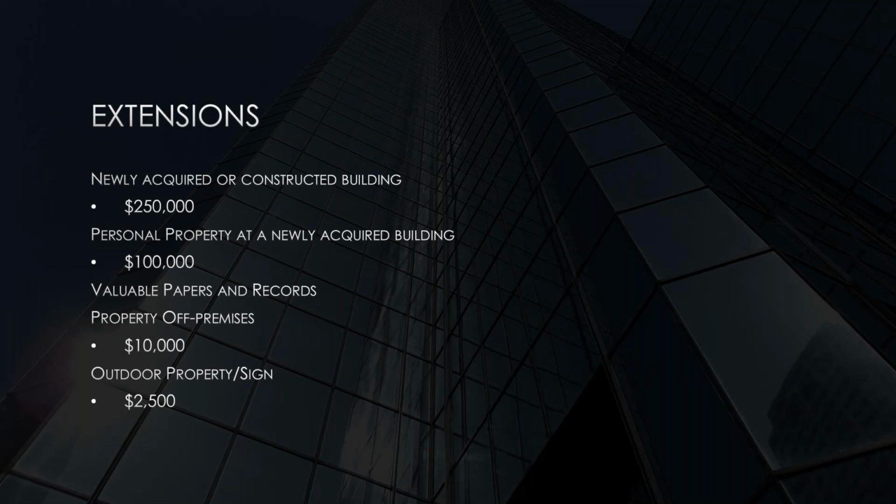Not only do we give you $250,000 of coverage on the new building, we're also going to give you $100,000 worth of coverage for personal property in the new building. Right? Again, these are add-ons that are free as long as you have 80% of coverage to the value of the property. We do provide some valuable papers and records coverage. I don't have a dollar amount for that because it's not really important.